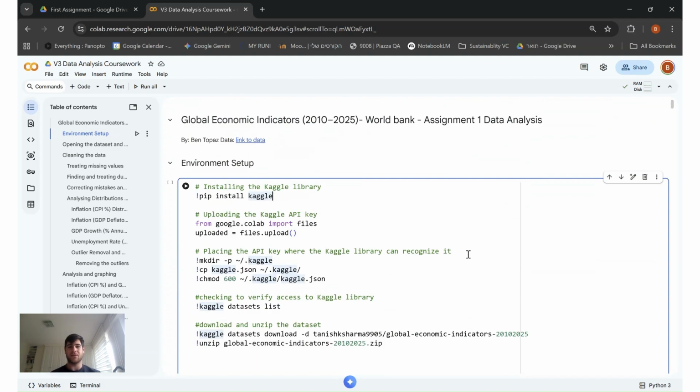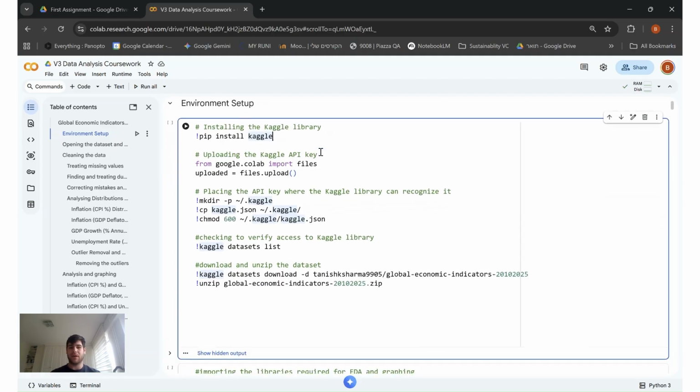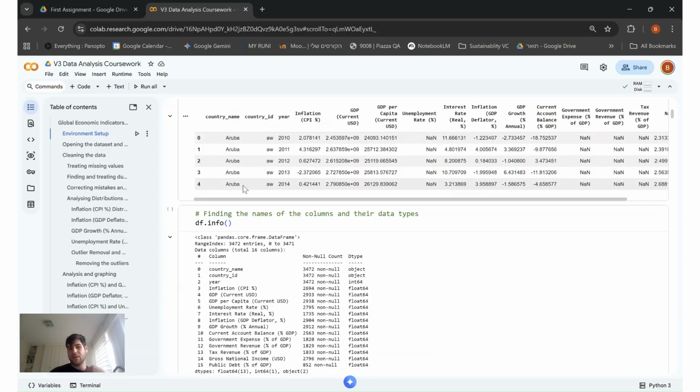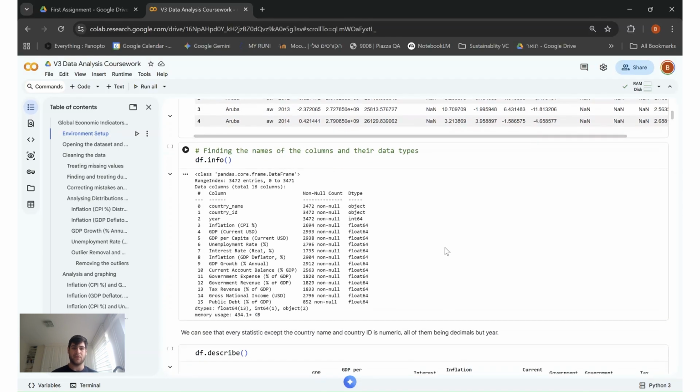I chose to do my assignment on global economic indicators between 2010 and 2025. To start the assignment, I set up my environment, imported the libraries that I need, and had a look at the data. At first glance, I saw that the names of the countries and the country ID are non-numeric, the rest are numeric, and I saw how the nulls look, which is NaN, the normal value for nulls.